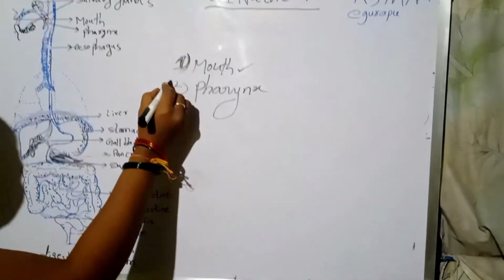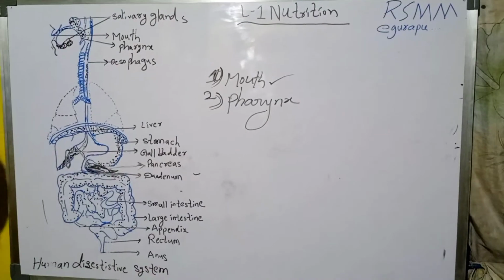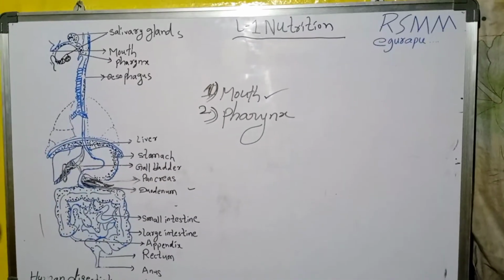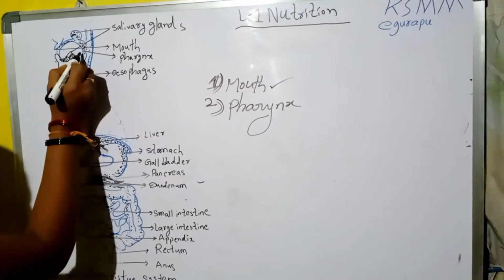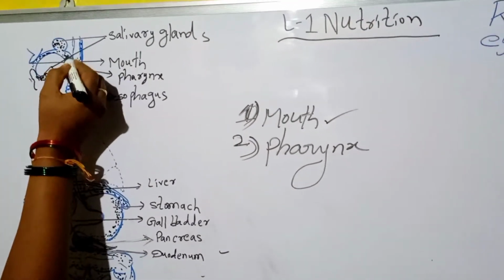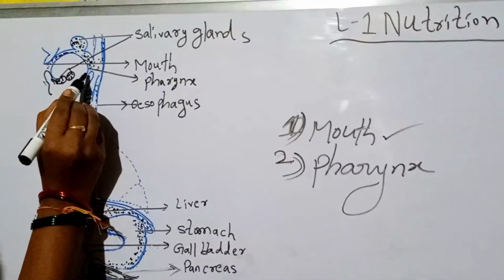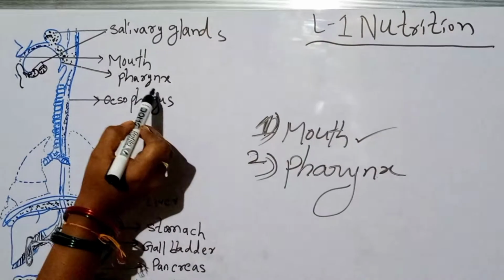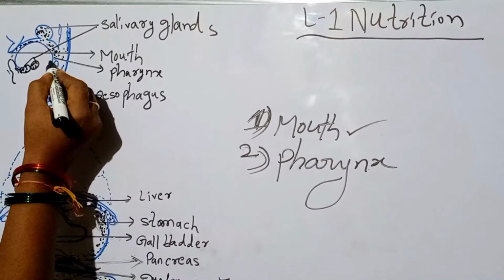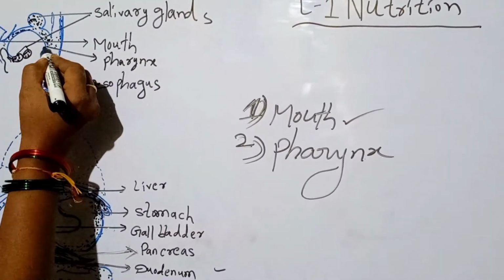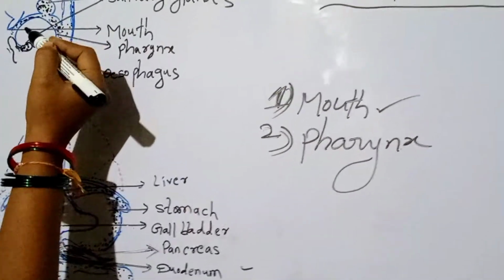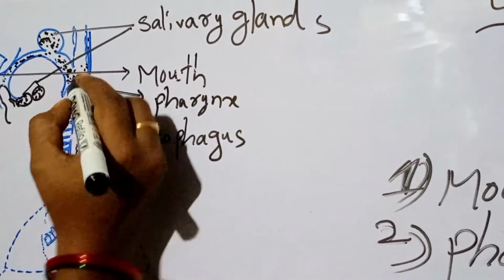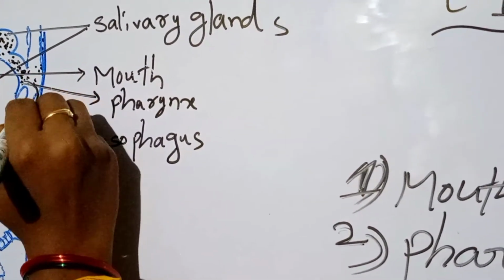The second part is the pharynx. The posterior portion of the oral cavity is called the pharynx. When food reaches the posterior part, the tongue is pressed upward and backwards. The food passes from the pharynx into the esophagus like this.